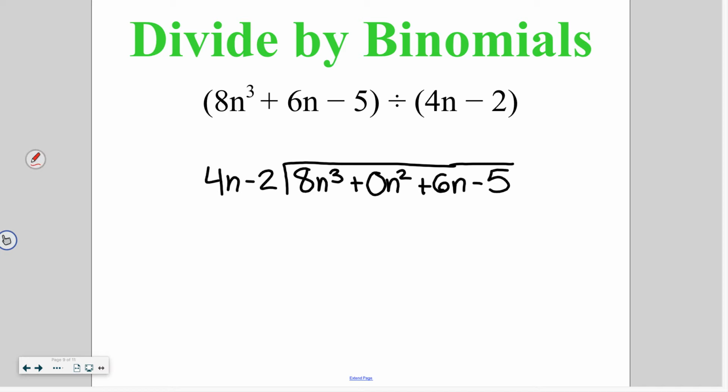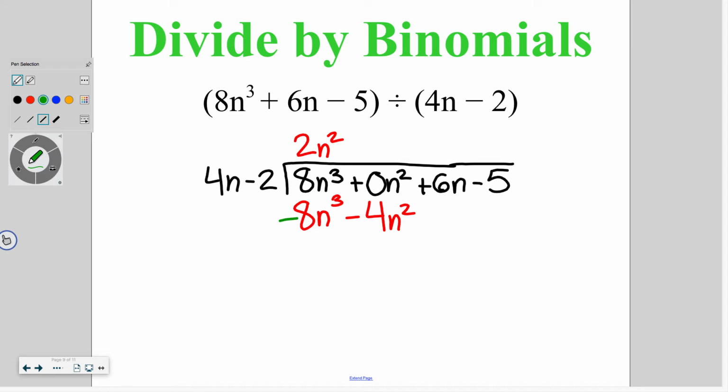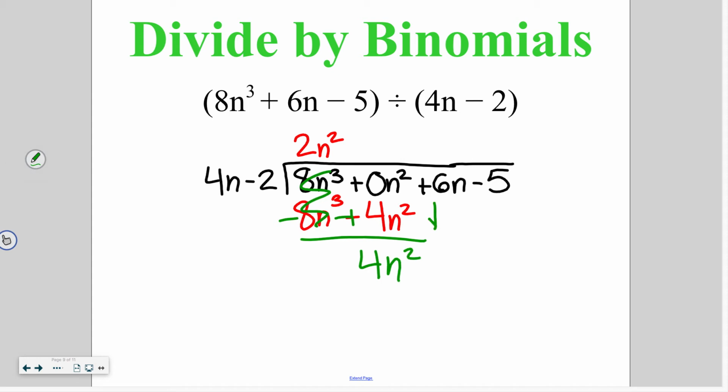So first we're going to check how many times 4 goes into 8. That is 2. How many times n goes into n to the third? That's n squared times. So 2 times 4 is 8, n times n squared is n to the third. Minus 2 times 2 is 4, n squared. Then I'm going to go ahead and subtract. These cancel out. Minusing a negative turns into positive 4n squared, bringing down my plus 6n.